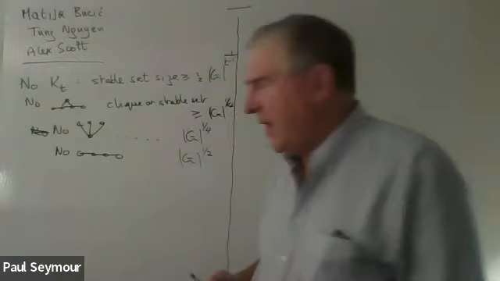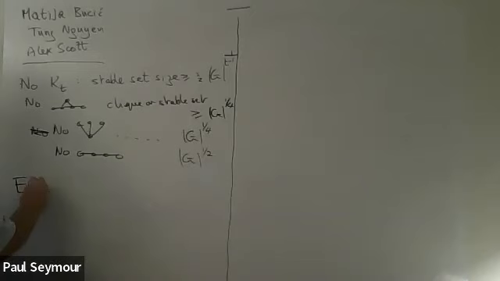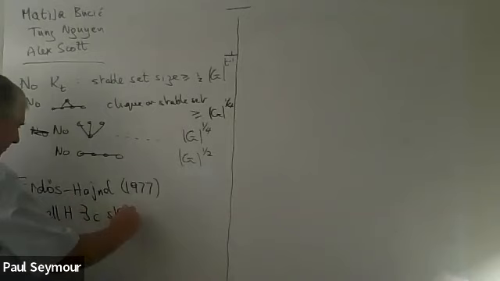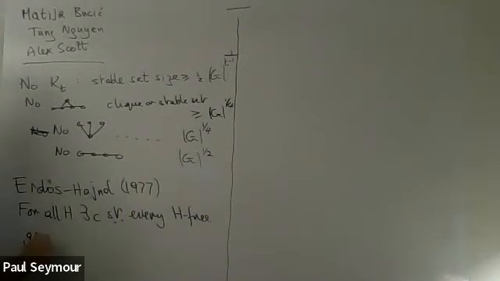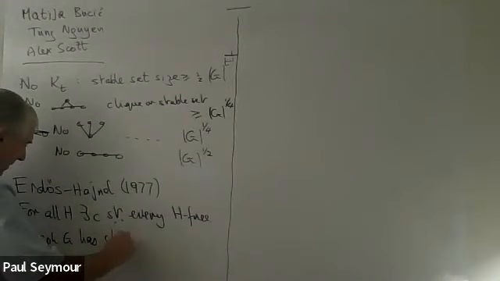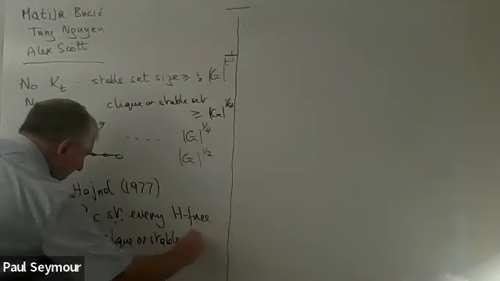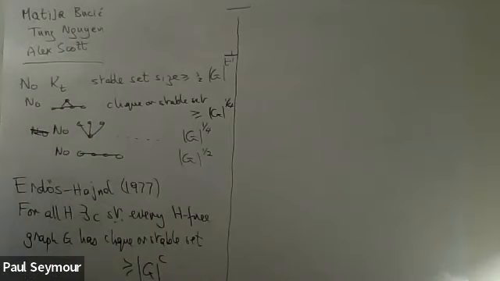And that's the conjecture, that's the Erdős-Hajnal conjecture from 1977, I think it is. This is that for every graph H, there exists a constant C such that every H-free graph, H-free means no induced subgraph isomorphic to H, has a clique or stable set of size at least G to the C. There exists a C positive, not zero. That's the conjecture, and it's from 1977, and it's still open.